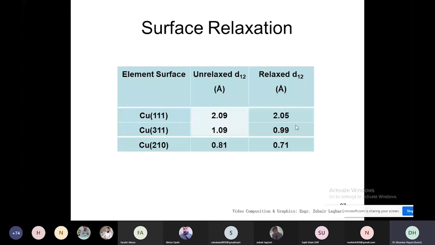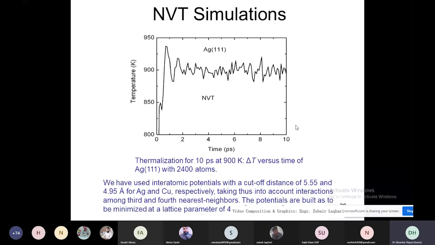NVT simulation: this is the pattern for 10 picoseconds at 900 Kelvin, temperature versus time. We can see how it makes the system equilibrate and how it reduces the noise. It actually requires 20 picoseconds. I have given just 10 picoseconds here, which is why a little noise remains. To confirm the system is thermalized, we have to give some 20 picoseconds.